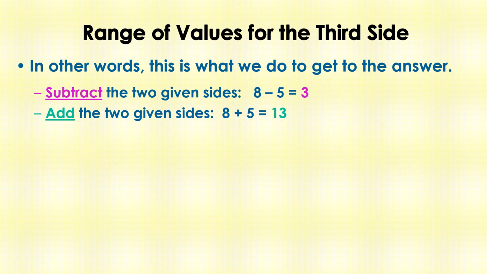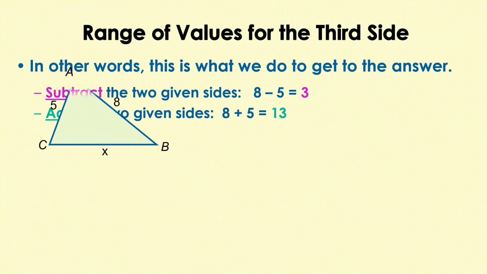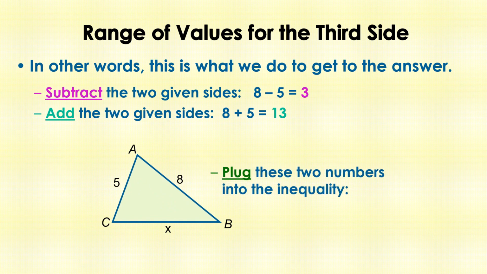Okay, let's summarize the process. To get the range of values of x, we subtract the two given sides: 8 minus 5 equals 3. Add the two given sides: 8 plus 5 is 13. So you have the minimum and the maximum. But then the value of x cannot be equal to the minimum or the maximum. Then plug into the inequality: 3 is less than x less than 13.